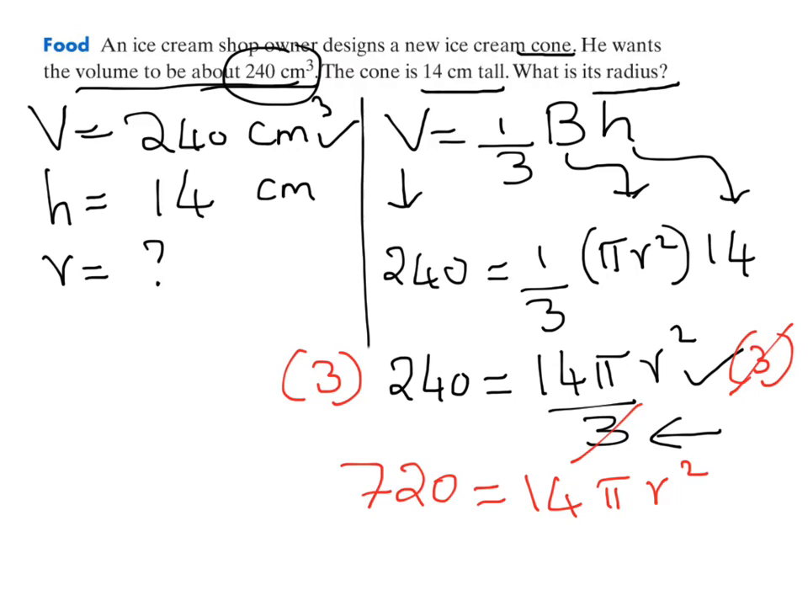Now we need to find r squared. How will we remove 14 pi, which is multiplied by r squared? Multiplication is removed by division. So 14 pi can be removed by dividing by 14 pi on both sides. And now 14 pi cancels with 14 pi. So r squared is going to be equal to 720 divided by 14 pi.